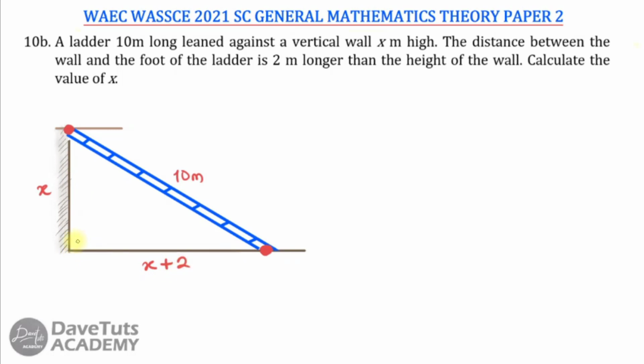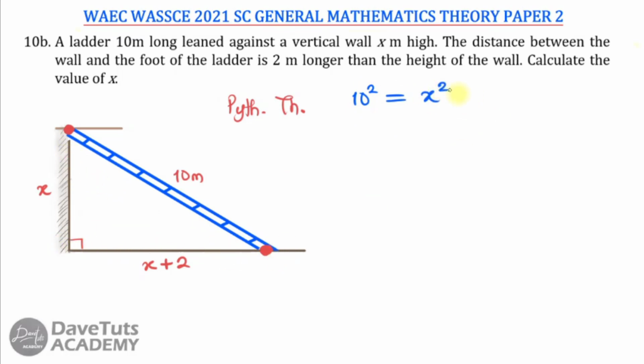And of course, it's going to be a right angle because the wall is ideally inclined at 90 degrees to the floor. So we have to find the value of x. Now, having gotten this, we can see that Pythagoras Theorem is going to help us to solve this question, because we have the hypotenuse, the opposite, and the adjacent. We can say that the square of the hypotenuse, which is 10, the square of that 10, is equal to the sum of the square of the opposite and the adjacent.